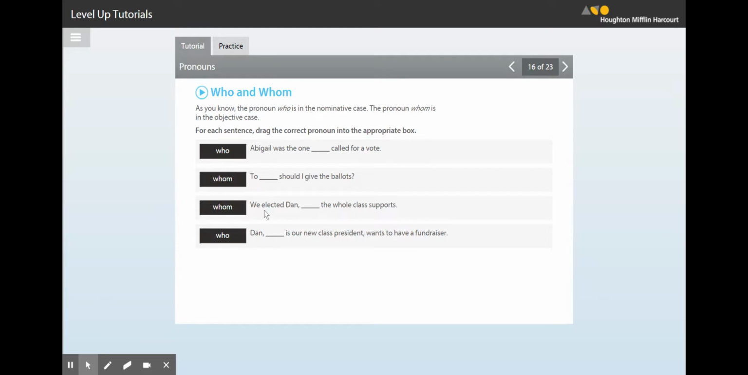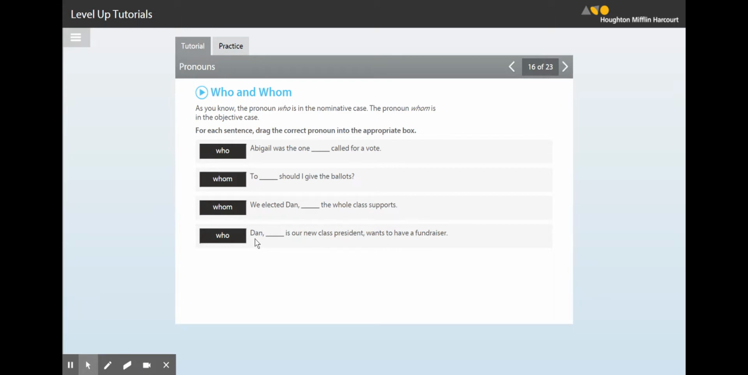Number 3, we elected Dan, blank the whole class supports. So my pronoun here is referring to Dan. Dan is the object of my sentence, right? Because we is my subject. So I would need to use whom here. We elected Dan, whom the whole class supports.